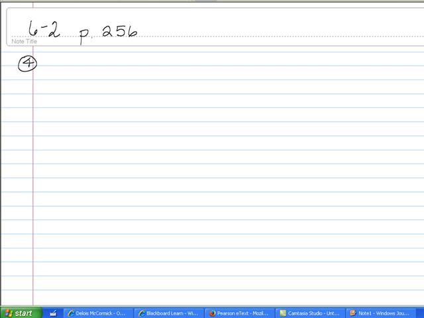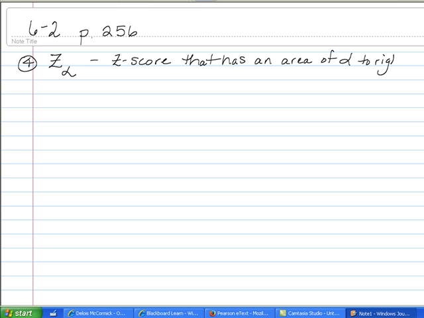In 4 it says, what does the notation z sub alpha indicate? And what it represents is the z-score that has an area of alpha to its right. So it's a z-score that has an area of alpha to the right. So we'll get to some problems where we'll have to remember that a little bit later.